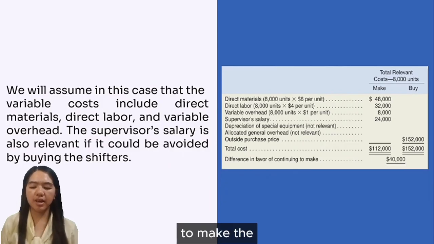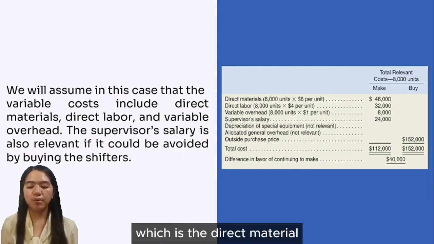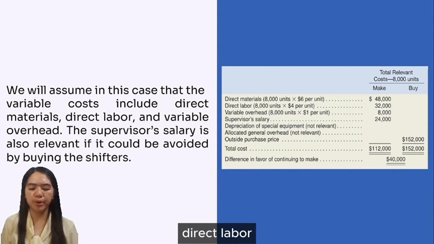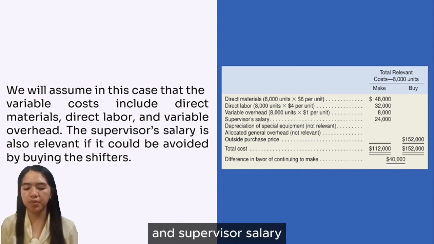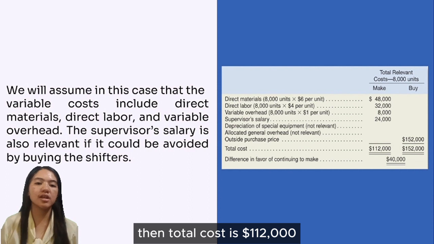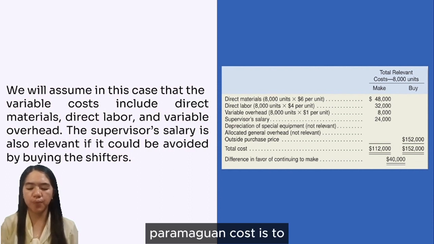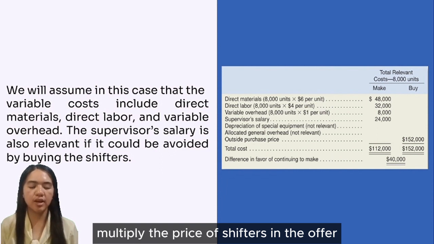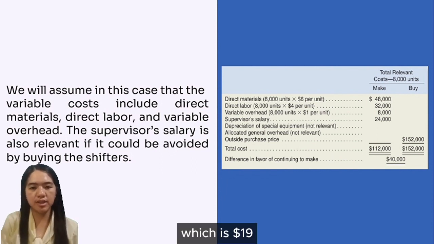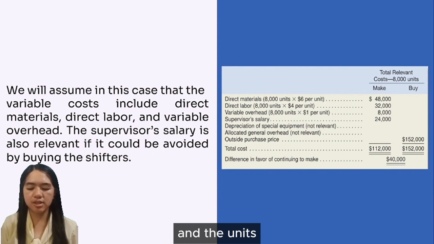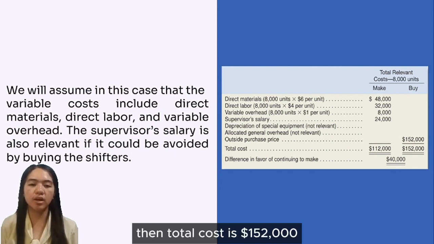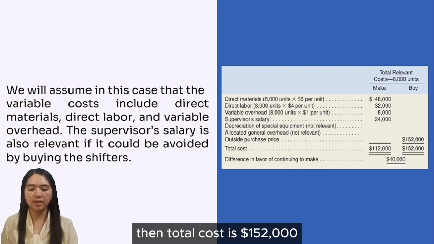So in the make option, we add the relevant costs to make, which are the direct material, direct labor, variable overhead, and supervisor salary. The total cost is $112,000. Then to buy, to get the cost, we multiply the price of the shifters offered by the outside supplier, which is $19, and the units, which is 8,000. Then the total cost is $152,000.